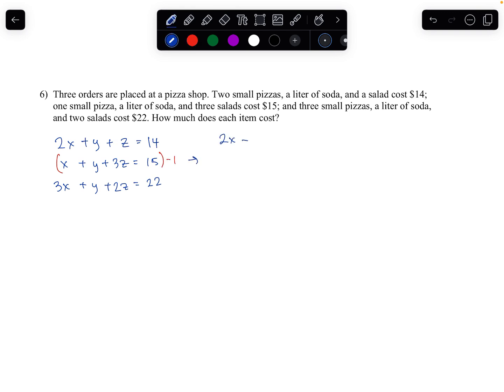I'm going to still keep the top equation as is. The middle equation is now negative x minus y minus 3z, and that's going to be equal to negative 15. And then the bottom equation also stays the same. Okay, so now it's going to be kind of easy to just add the top two equations and the bottom two equations. When I add those together, I'm going to eliminate y, which would be very nice.